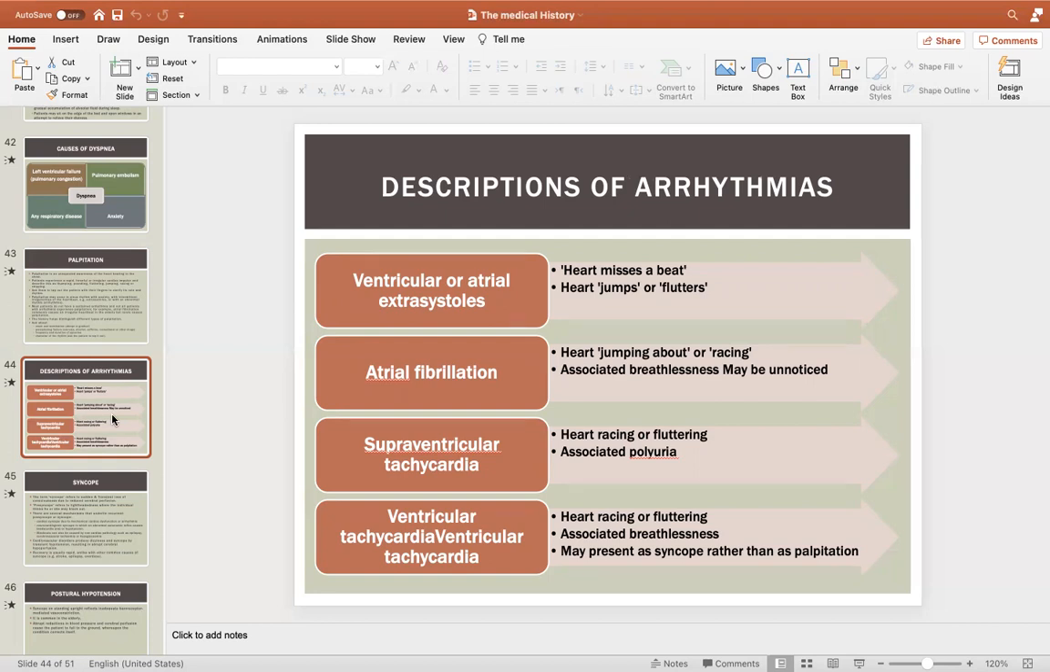Supraventricular tachycardia causes heart racing or fluttering and might be associated with polyuria. In ventricular tachycardia, the heart racing or fluttering is associated with breathlessness because of its effect on cardiac function, and the patient may present with syncope rather than palpitation.